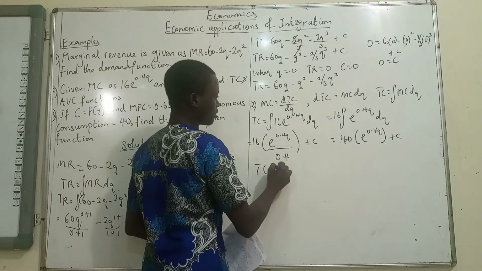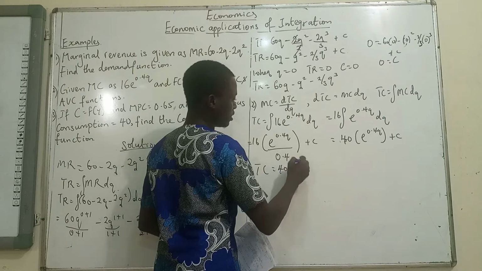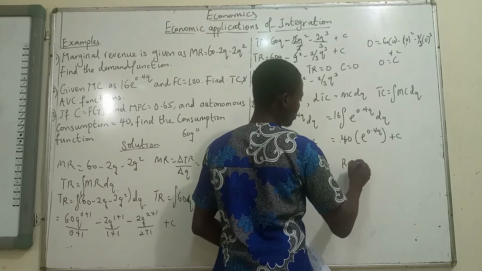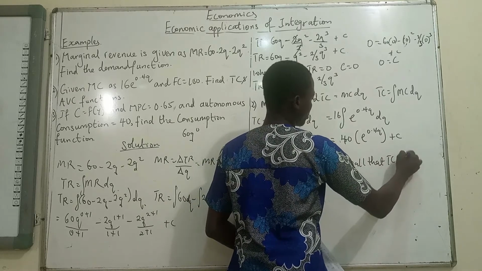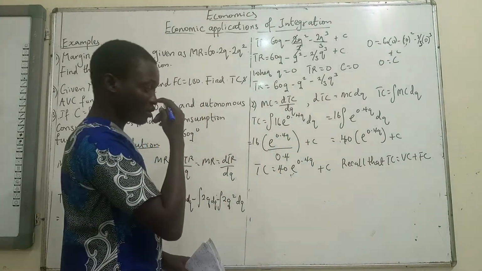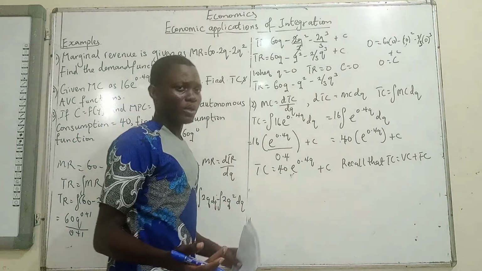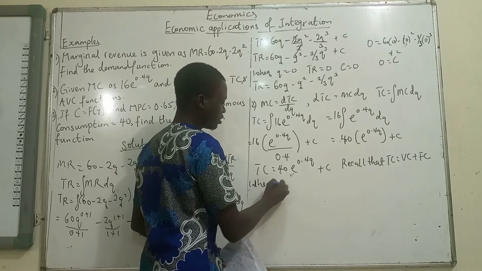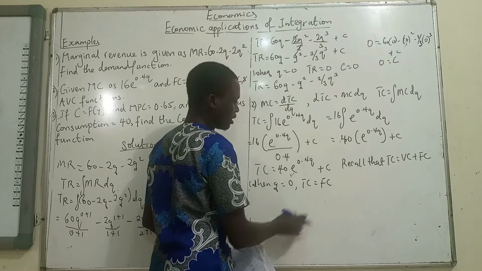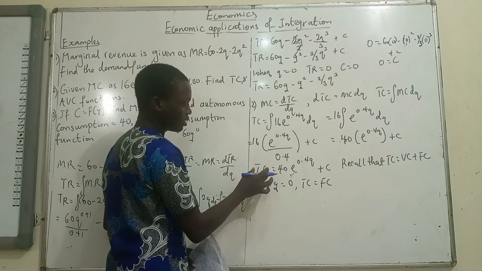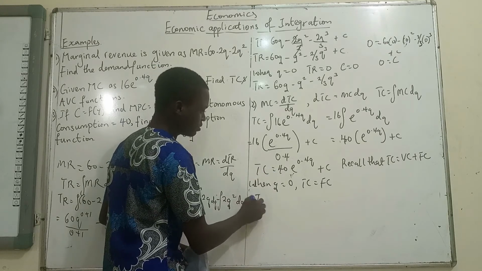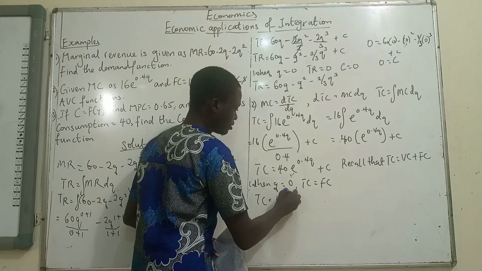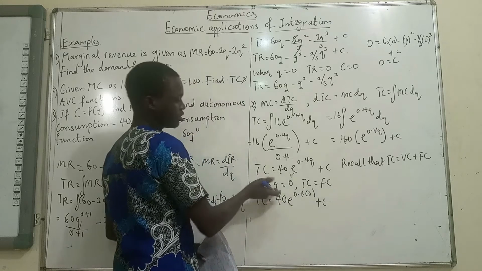So we have the TC function equals 40e raised to 0.4Q plus C. Now recall from economic theory that TC equals variable cost plus fixed cost. How do we get our fixed cost? When Q is 0, we get our fixed cost. When quantity is 0, your total cost is equal to your fixed cost. So when Q equals 0, TC equals FC, and what you'll be having is TC equals 40e raised to 0.4 times 0 plus C.